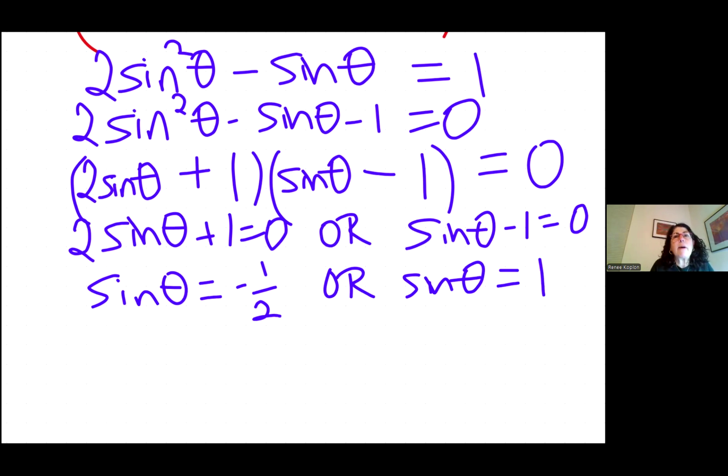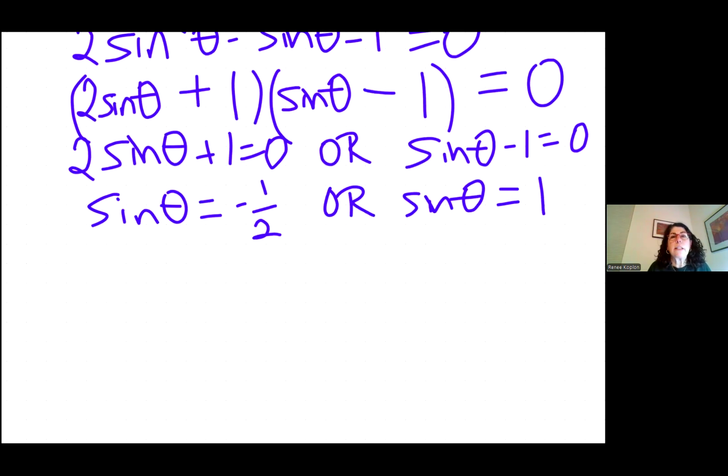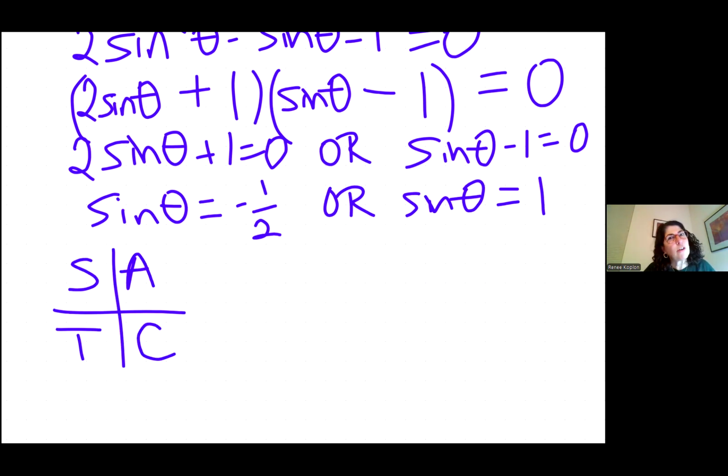And now we need to think about all the angles from 0 to 360 degrees, where the sine of the angle is either negative 1/2 or the sine of the angle is 1. So we need to look at all 4 quadrants. And think for a second. Sine of theta equal to 1/2. That's one of our special angles. Comes from our special triangle. The sine of 30 degrees is 1/2.